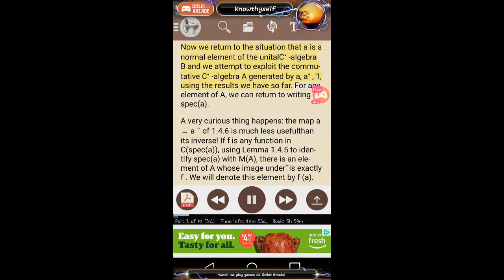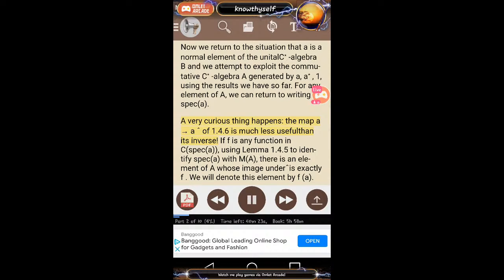Now we return to the situation that A is a normal element of the C*-algebra B, and we attempt to exploit the commutative C*-algebra generated by A and 1, using the results we have so far. For any element of A, we can return to writing spec(A). A very curious thing happens. The map of 1.4.6 is much less useful than its inverse. If f is any function in C(spec A), using Lemma 1.4.5 to identify spec(A) with M(A), there is an element of A whose image under the map is exactly f. We will denote this element by f(A).